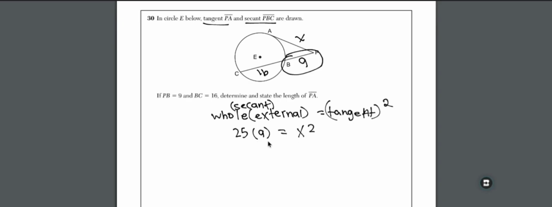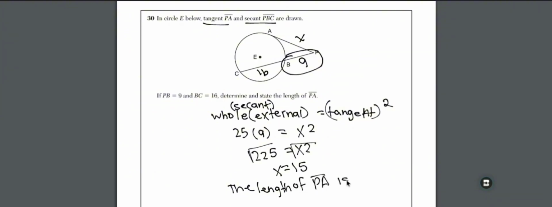So 25 times 9 is 225, which is equal to x squared, and to isolate x, I would square root. So I end up having x equals 15. So the length of PA is 15.